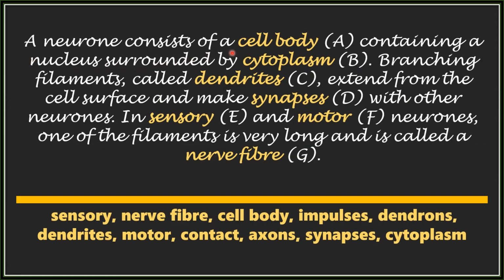A neuron consists of a cell body containing a nucleus surrounded by cytoplasm. Branching filaments called dendrites extend from the cell surface and make synapses with other neurons. In sensory and motor neurons, one of the filaments is very long and is called a nerve fiber.